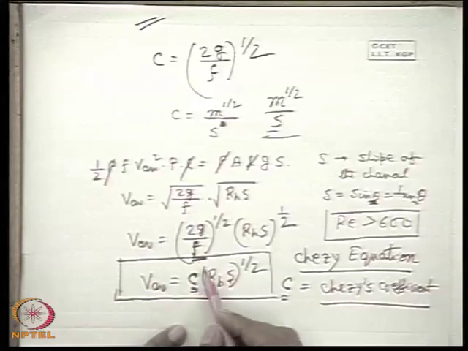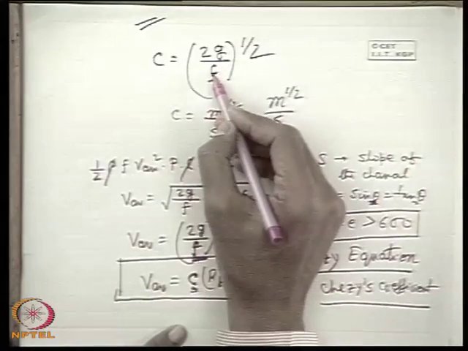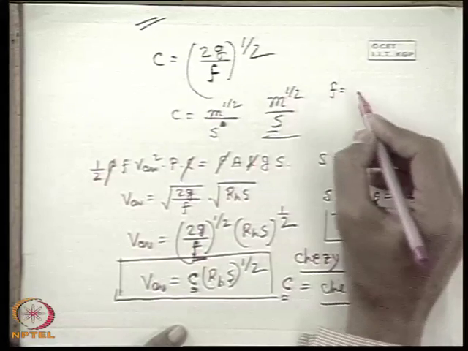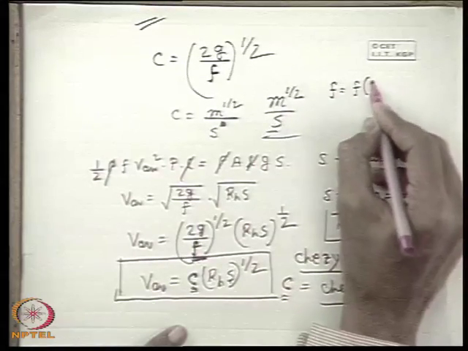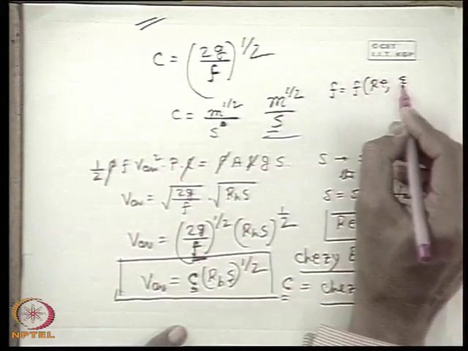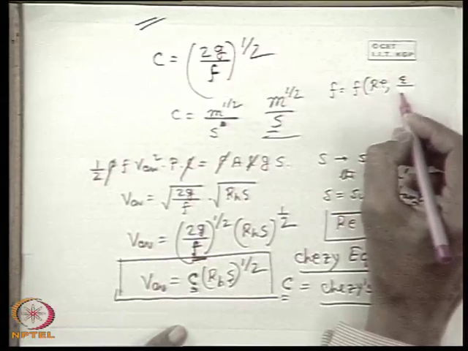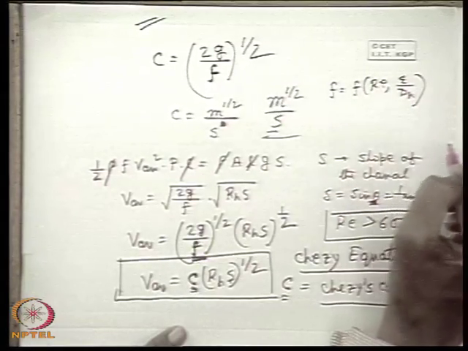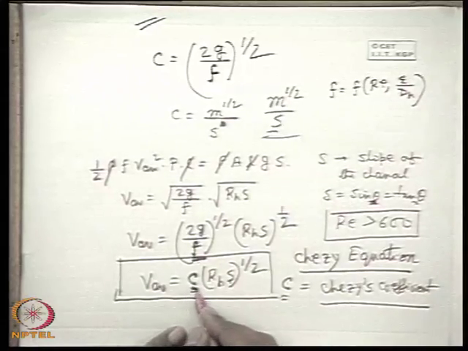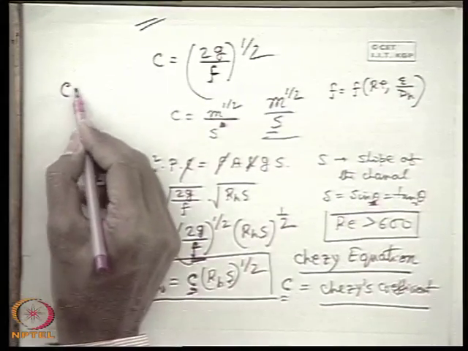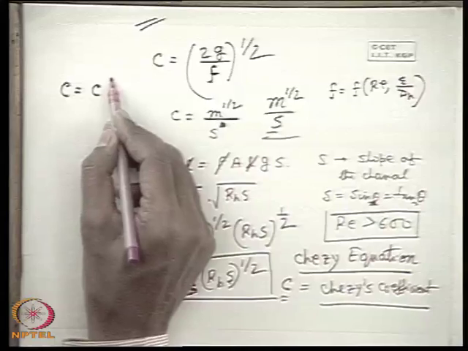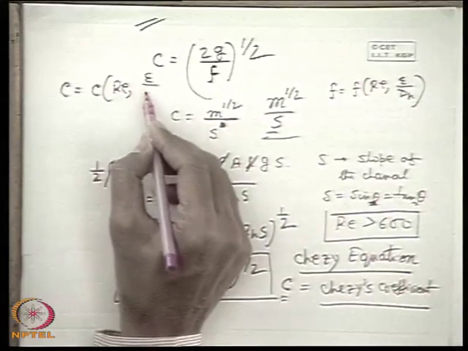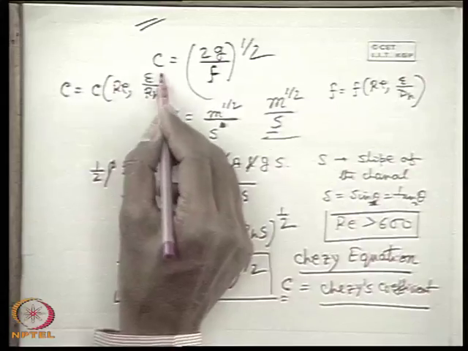So C is defined as (2g/f) to the power half. As we have already discussed in case of pipe flow, the friction factor f depends on the Reynolds number of flow and the relative roughness, that means the roughness divided by the diameter or the hydraulic diameter of the pipe. In a similar fashion, Chezy's coefficient C also becomes a function of the Reynolds number of flow and the relative roughness, defined as the roughness divided by the hydraulic radius.